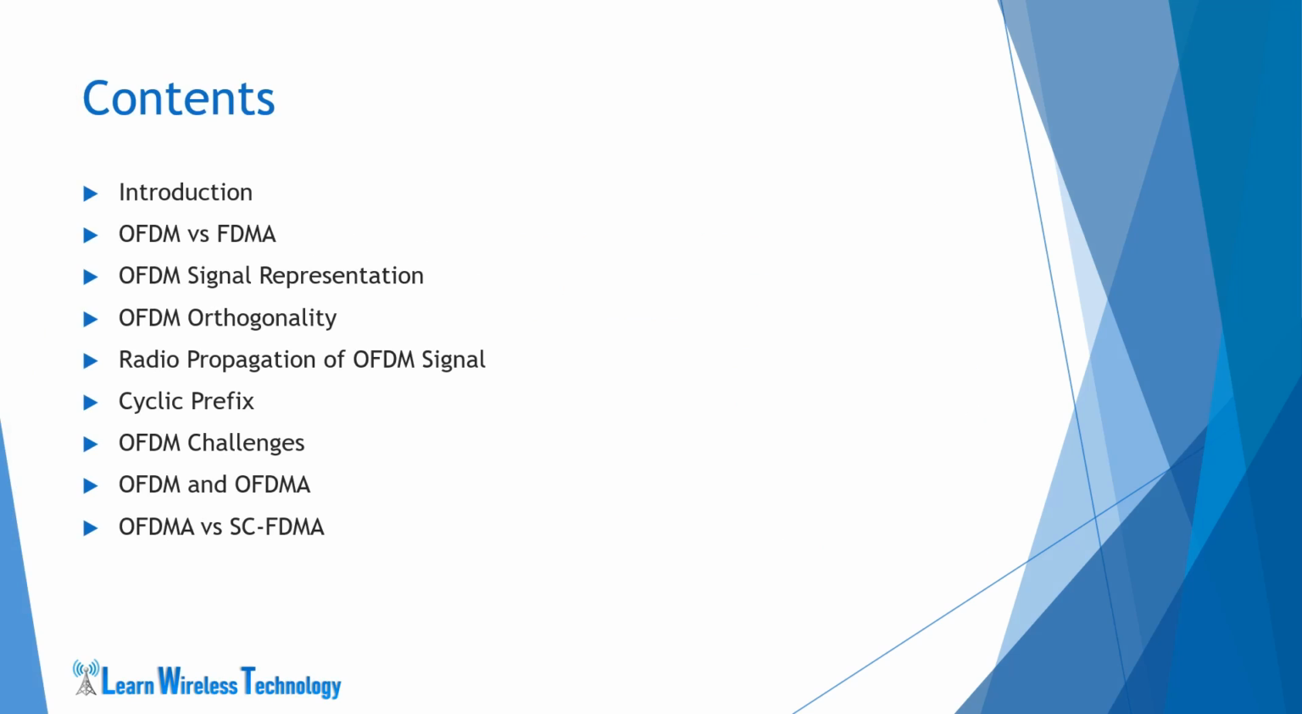So these are the topics that we'll be covering in this tutorial. We will start with the introduction to OFDM, then we will discuss the difference between OFDM and conventional FDMA, OFDM signal representation, orthogonality, radio propagation of OFDM signal, cyclic prefix, challenges in OFDM, then OFDM versus OFDMA, and OFDMA versus SC-FDMA. We'll be talking about all these topics, so it's going to be a bit lengthy tutorial. So if you want to skip to any particular topic, then you can jump to that particular timestamp, which you can find in the description, and watch that part.